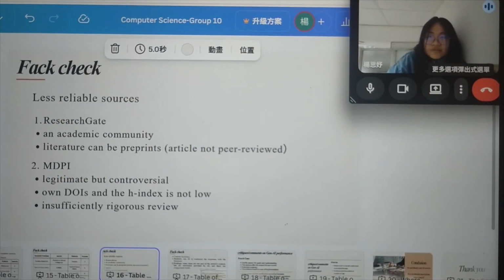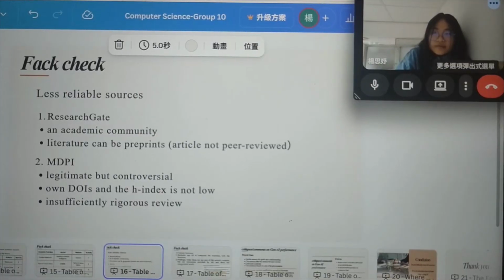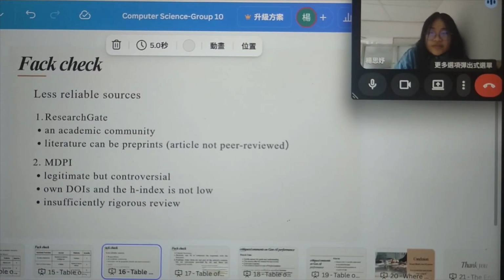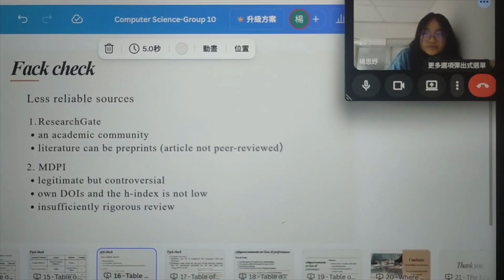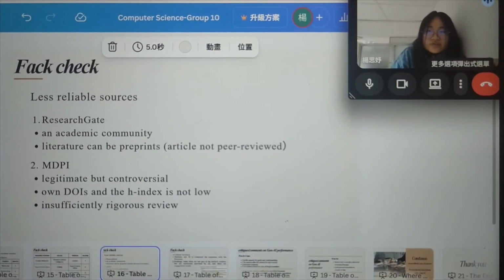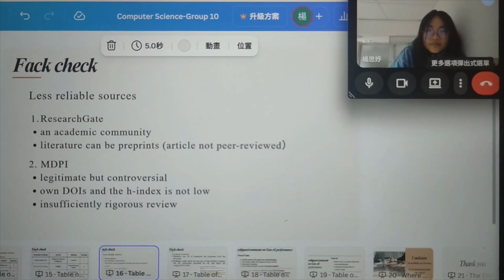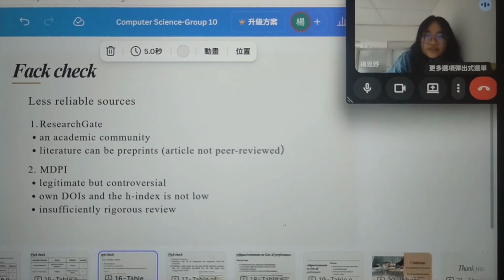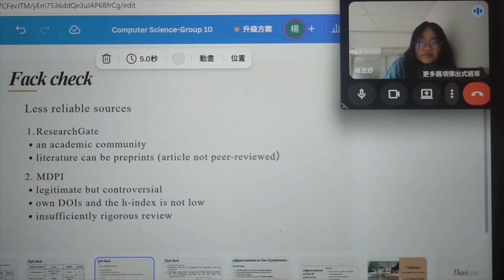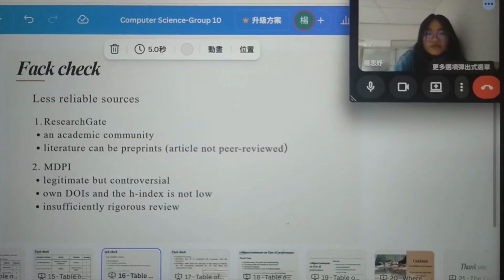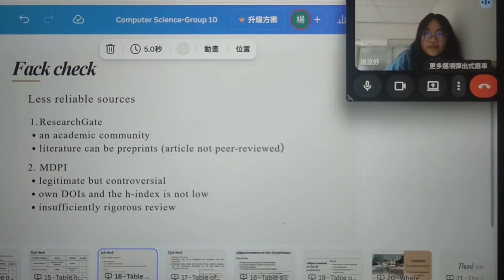The other 3 references are from MDPI. MDPI is a legitimate but controversial academic publisher. Their articles do have DOIs and the H-index is not low. However, they have been criticized for having too short a review time and the review is not rigorous enough, which means their quality can be uneven.